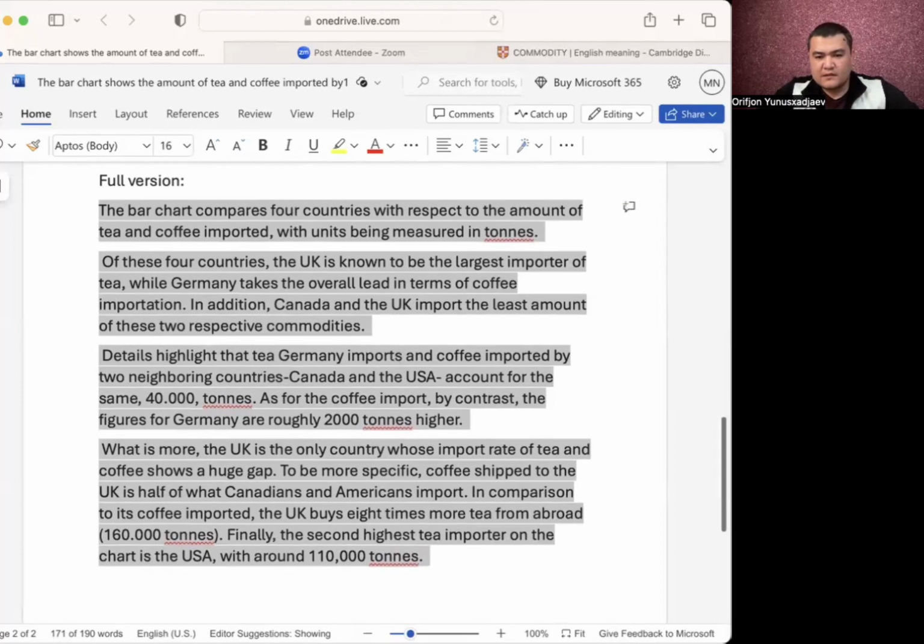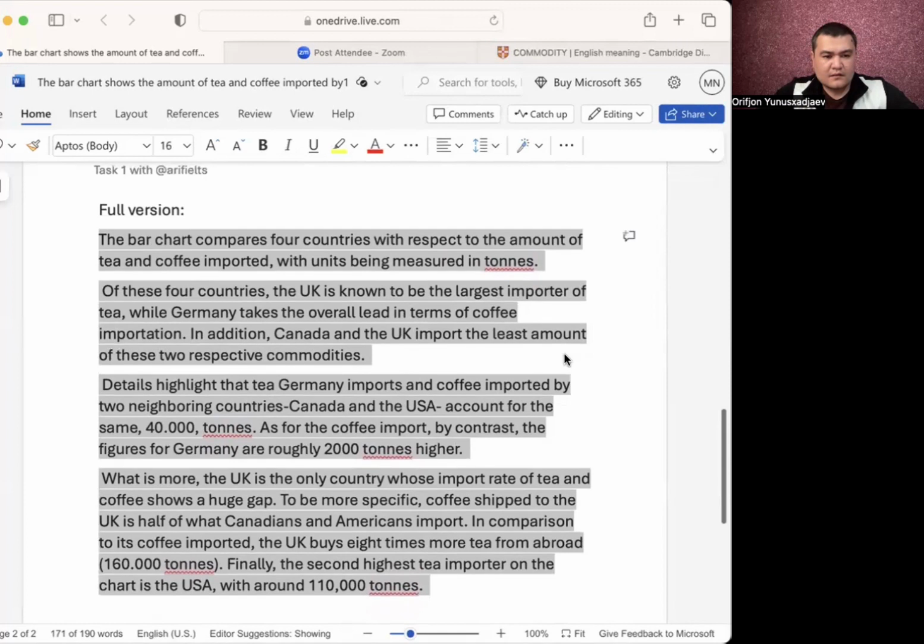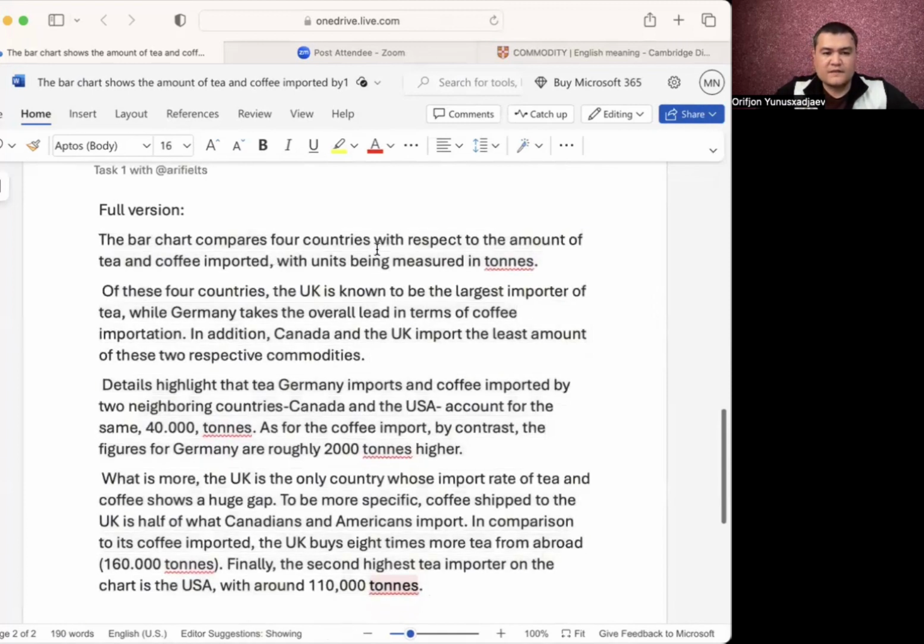Did we talk about everything? The bar chart compares 4 countries with respect to the amount of tea and coffee imported with units being measured in tons. Of these 4 countries, the UK is known to be the largest importer of tea, while Germany takes the overall lead in terms of coffee importation. In addition, Canada and the UK import the least amount of these 2 respective commodities. Details highlight that tea, Germany imports, and coffee imported by 2 neighboring countries, Canada and the USA, account for the same for 1,000 tons. As for the coffee import, by contrast, the figures for Germany are roughly 2,000 tons higher. Okay, so we talked about everything here.